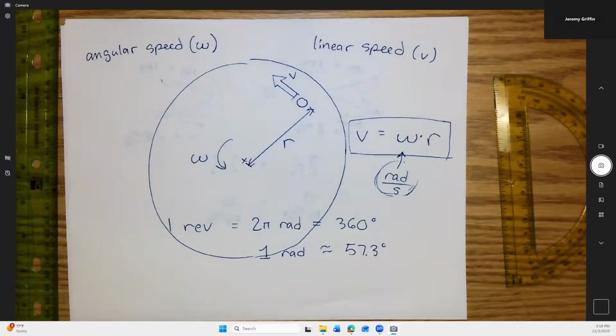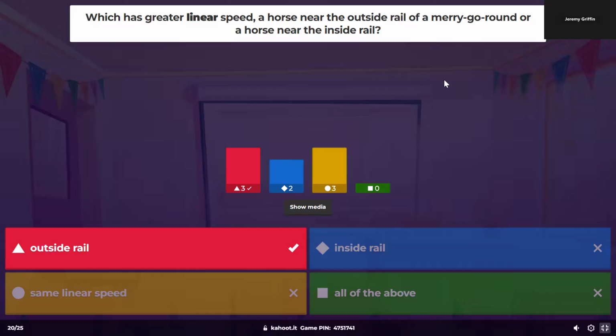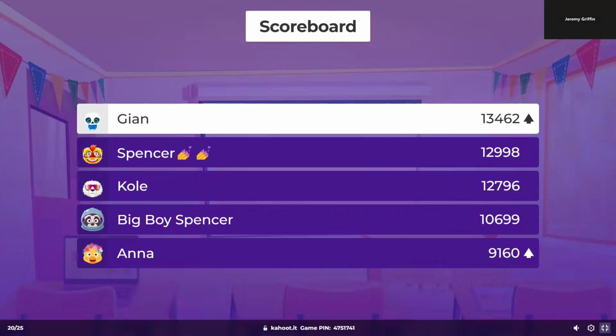All right, turntables, turntable physics. You guys good on turntables? We're about to find out how you guys are on turntables.